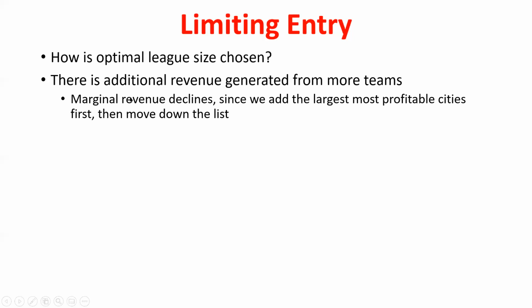So if we're thinking about choosing the optimal number of teams, as we allow a higher and higher number of teams, the marginal revenue of each team added begins to decline.